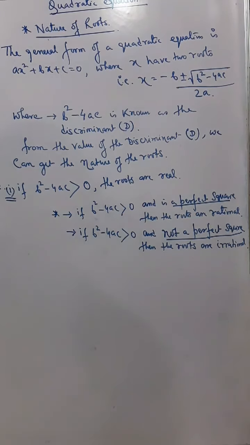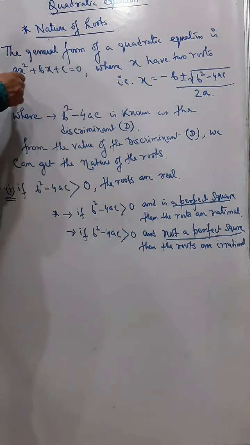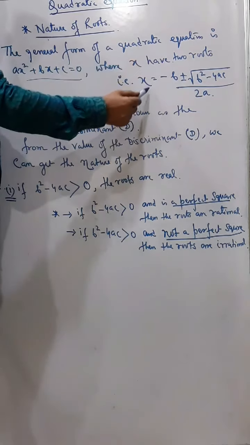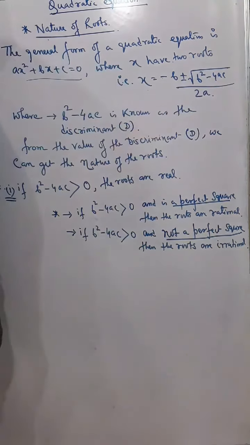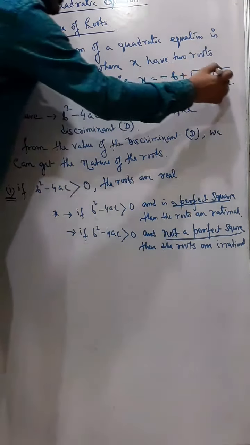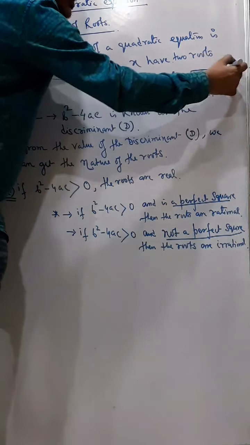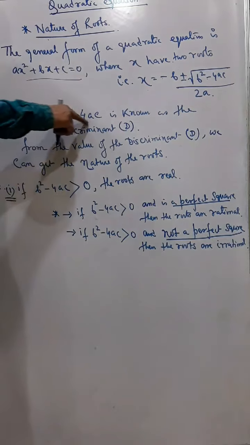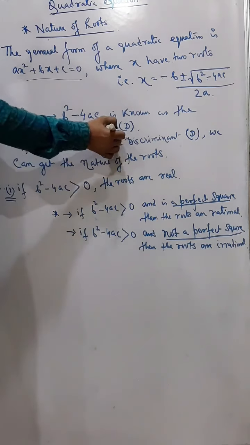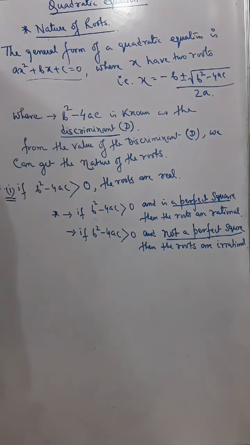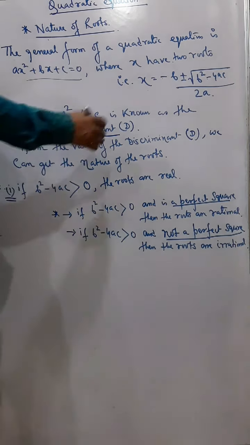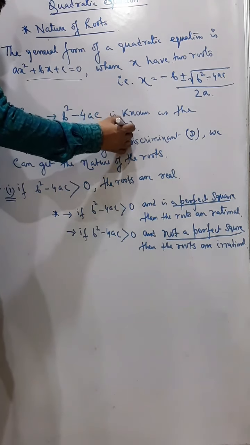Okay. Now see this. Now how to find the nature of roots? You know this, the general form of a quadratic equation is this, and the 2 roots of x we get by this formula. You have already done this. You know this b square minus 4ac, this part which is under the square root, is actually known as the discriminant of the roots, generally denoted by D.